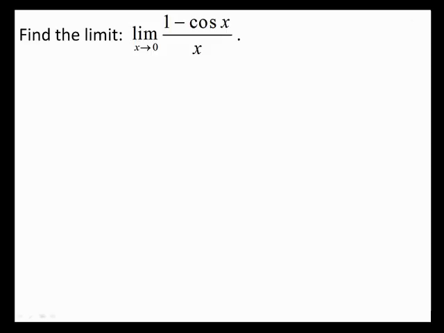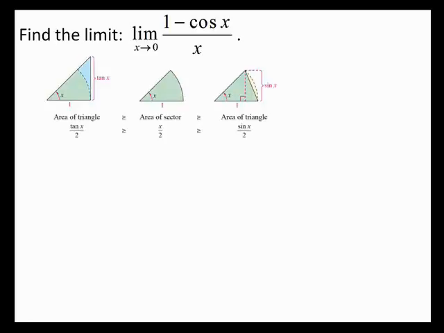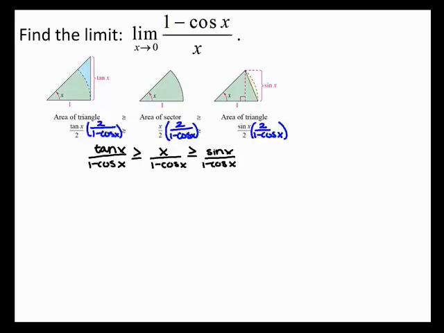Find the limit. The limit of 1 minus the cosine of x divided by x as x approaches 0. Use the squeeze theorem. Using the squeeze theorem, you can determine that the tangent of x divided by 2 is greater than or equal to x divided by 2 is greater than or equal to sine x divided by 2. Multiply all parts of the inequality by 2 divided by 1 minus the cosine of x. Invert the inequality and remember to flip the inequality signs.